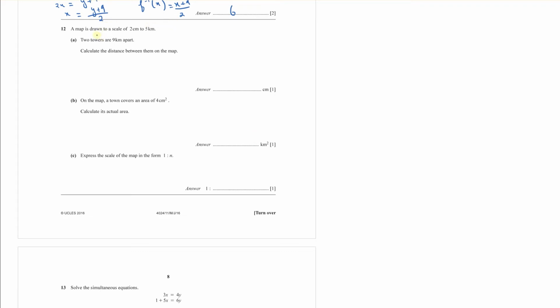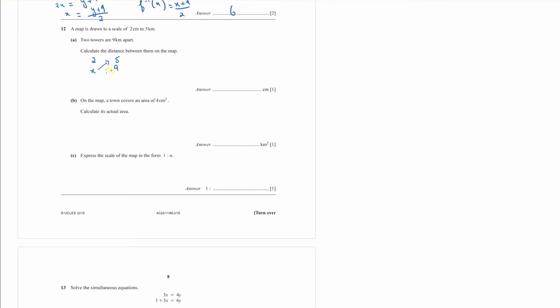So a map is drawn to a scale of 2 centimeters to 5 kilometers. Two towers are 9 kilometers apart. Calculate the distance between them on the map. So this is a question of ratios. So 2 centimeters is equal to 5 kilometers. And then you have to find how many centimeters, let's say it's x, is equal to 9 kilometers, which we are given here. Since these are directly proportional, which means if you increase the distance on the map in centimeters, you'll obviously increase the actual distance in kilometers as well between those points on the map.